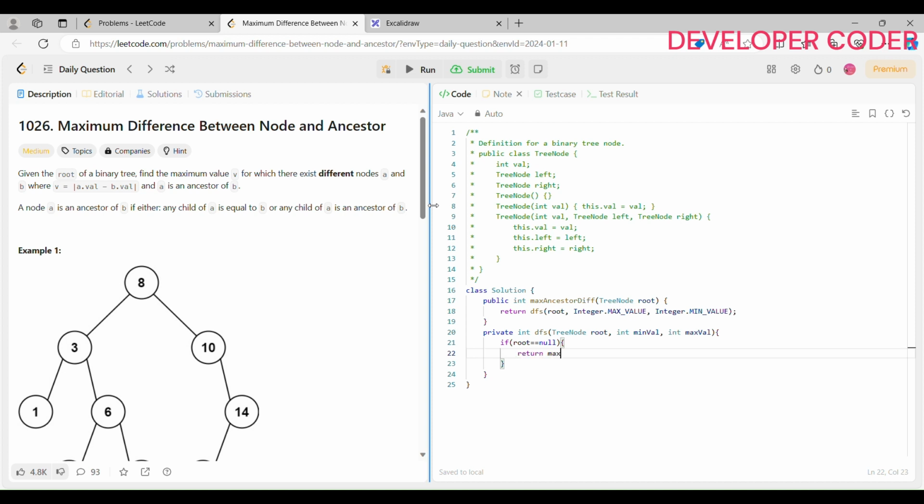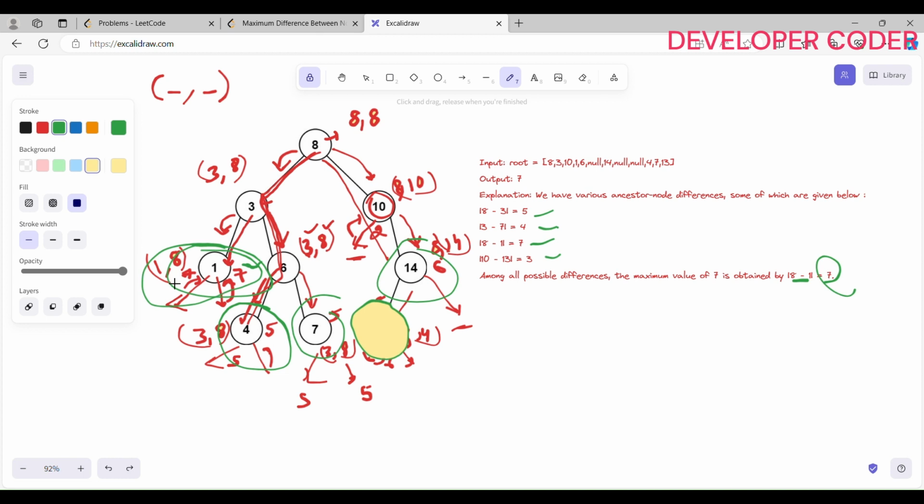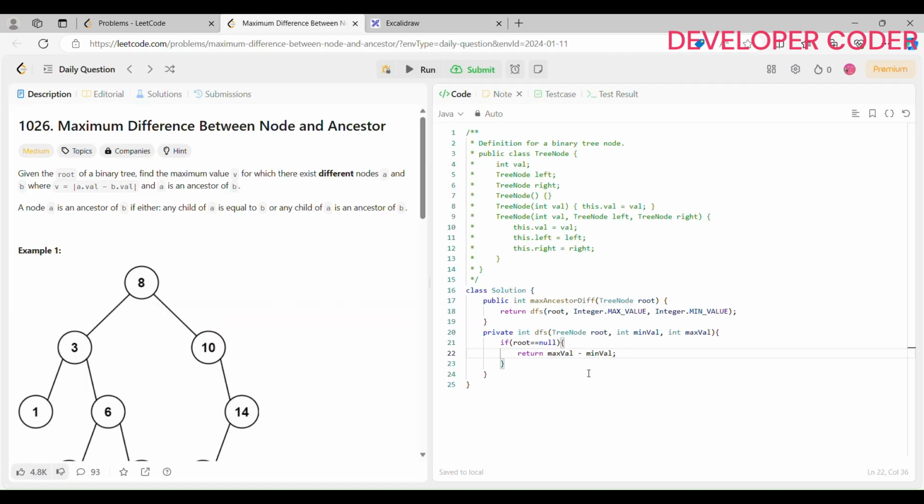max value minus min value. Okay, so here you can see this part. If our root is null, then at that time I'm returning max value minus min value to this node. When I go to this right, there is nothing, so I'm returning max value minus min value, right? That is why I'm writing it like this. So this is clear, I think.